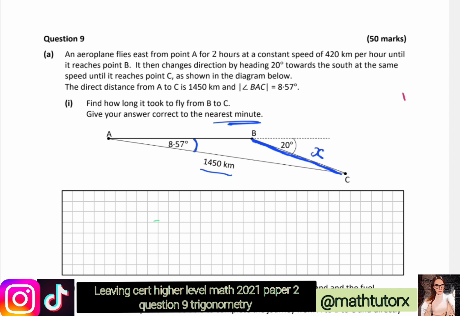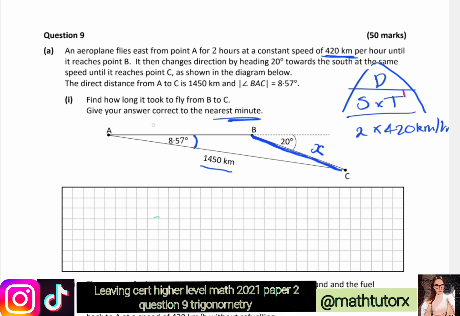So what do we know? We know the angle 8.57. We know that the distance from A to C is 1,450. We know that to get from A to B, it took 2 hours and it was at a constant speed of 420 kilometers per hour. So using our distance, speed and time, we can find out the distance from A to B using speed multiplied by time. So it went 2 hours at a speed of 420 kilometers per hour. So here, A to B, the distance was 840 kilometers.